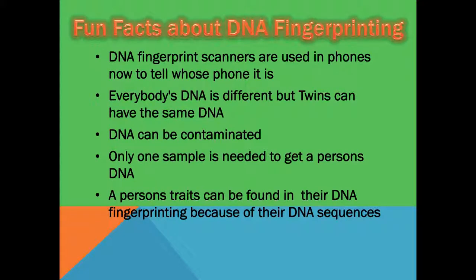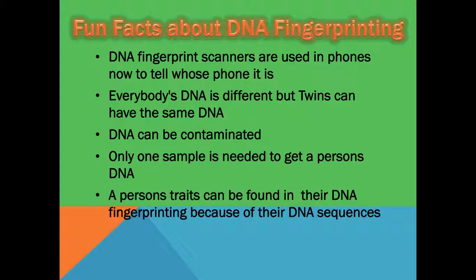Fun facts about DNA fingerprinting. DNA fingerprint scanners are used in phones now to tell whose phone it is. For example, in iPhone 6s and 5s, they have on the home button a fingerprint scanner. That way, that person doesn't have to enter a code to unlock it if it's their phone because it shows their fingerprint and it's the same fingerprint every time. And everybody's fingerprint is different, so if someone else tries to hack into it, they can't do it because their fingerprint doesn't match.